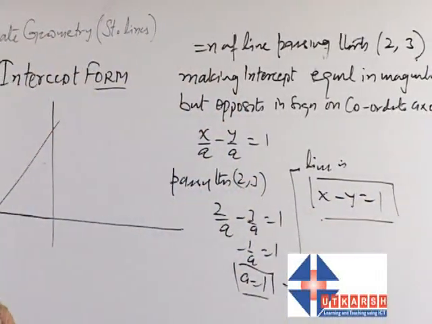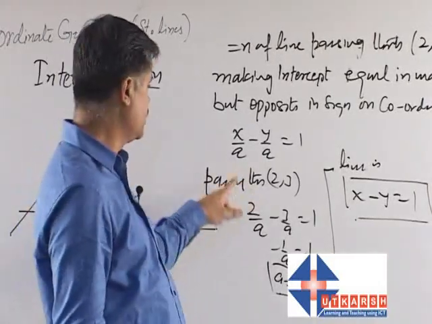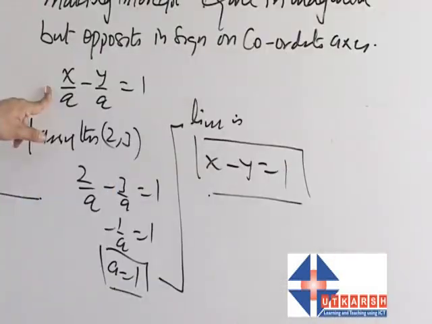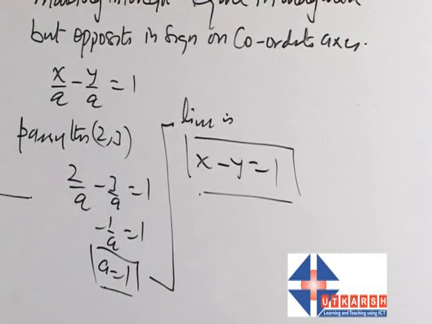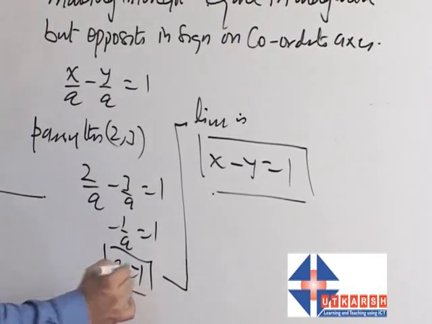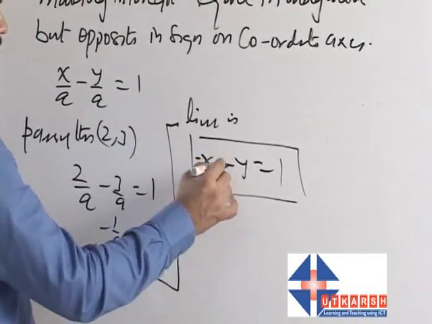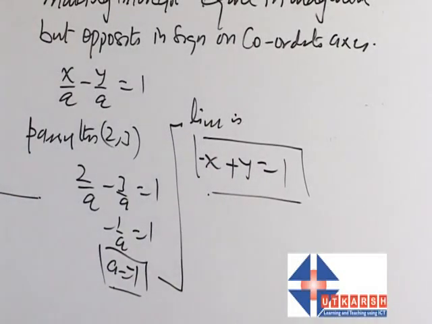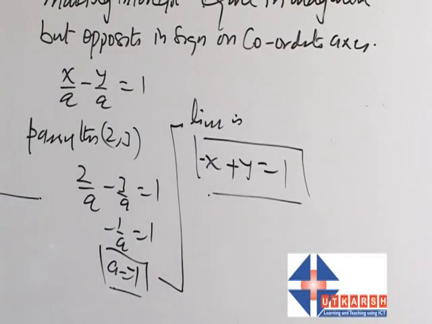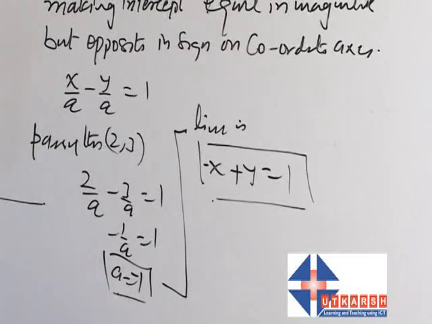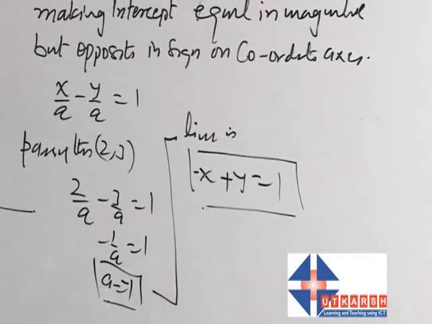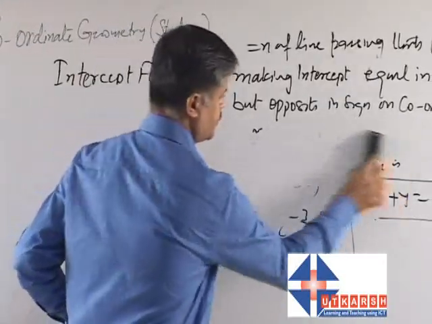Okay, you can do it this way. Just a minute. Equation of line with equal intercepts passing through (2, 3), a comes out to be minus 1, I am sorry. So this will be minus x plus y is equal to 1. This is the line. Right, now next form of the line, that is the normal form.